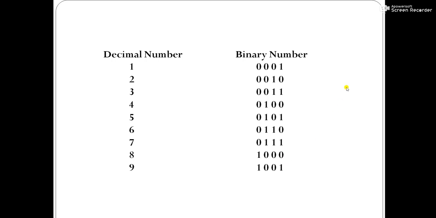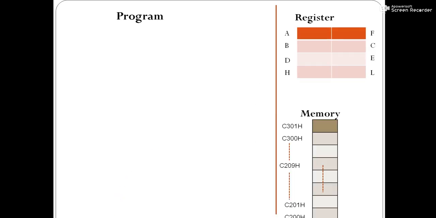Now how can we take this last bit? Yes, we have learned one instruction where we can transfer the last bit into a flag, that is, into the carry flag. And we can say carry is set or reset, according to which we can find out the even number and odd number. Okay, so we will have a better understanding in the coming program. So let's start with the program.